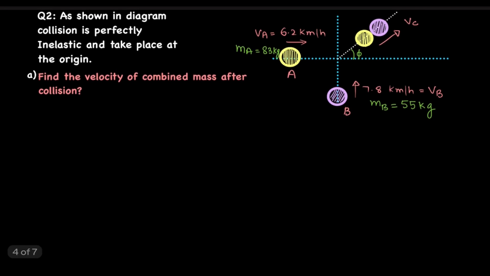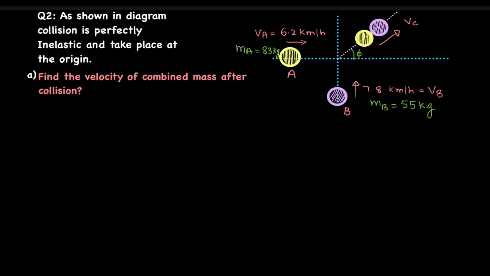Okay, so what it says, we have two objects MA and MB both moving initially before the collision, right? But in different directions. MA is moving along x-axis, MB is moving along y-axis with some specific velocities. You can see the velocities and masses are given. After the collision, which takes place at the origin, they start moving together with some common velocity at an angle phi. So you can see the collision is perfectly inelastic and takes place at the origin.